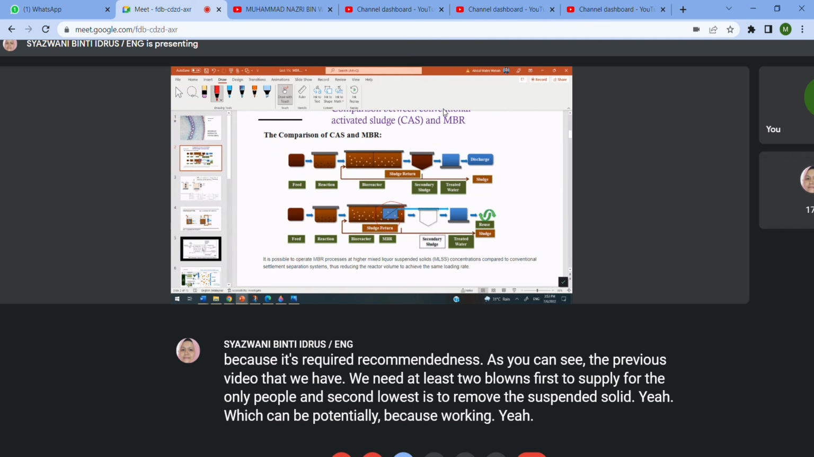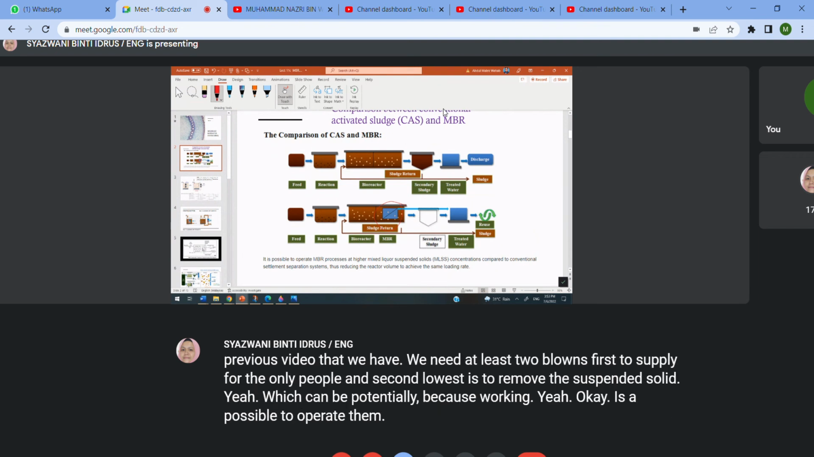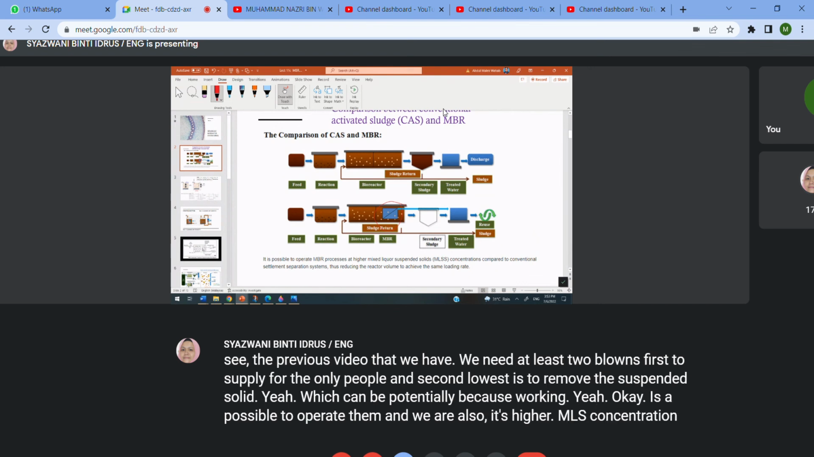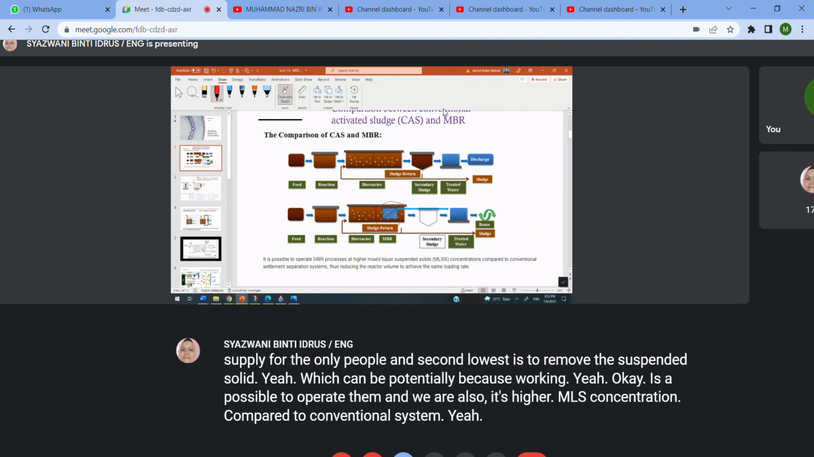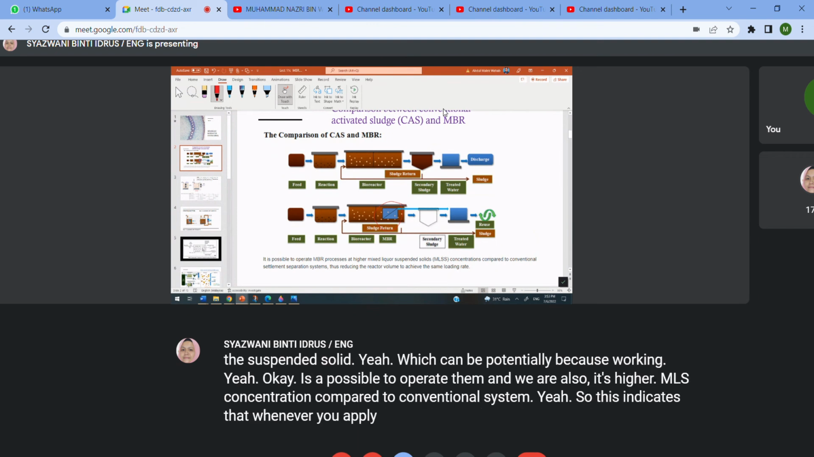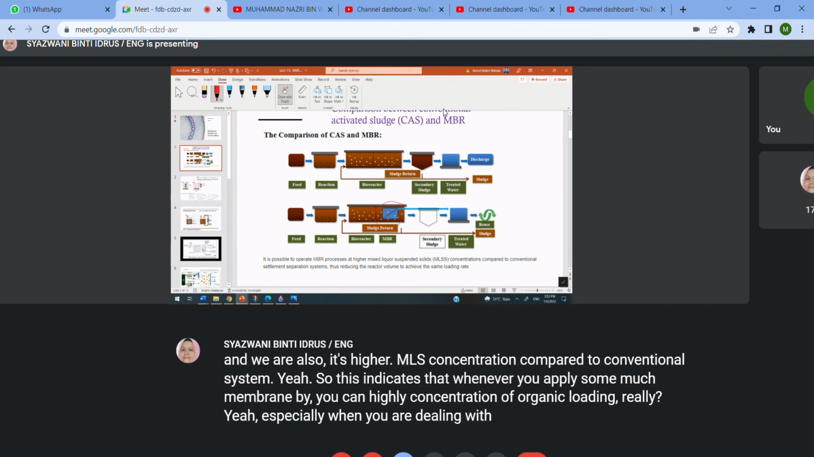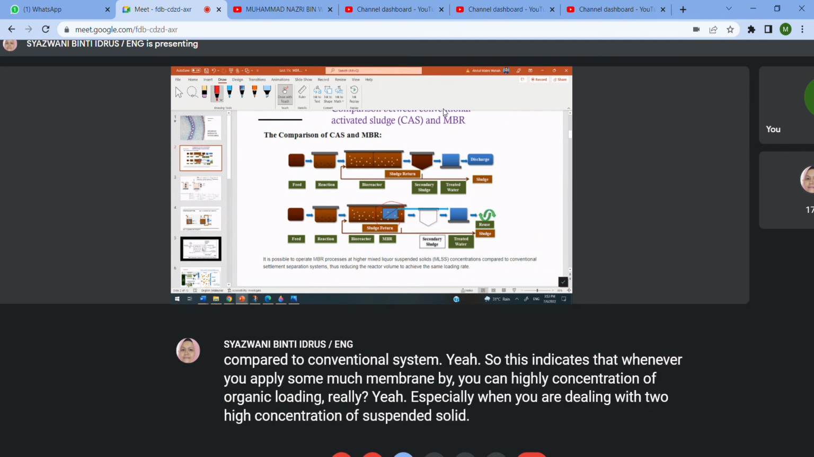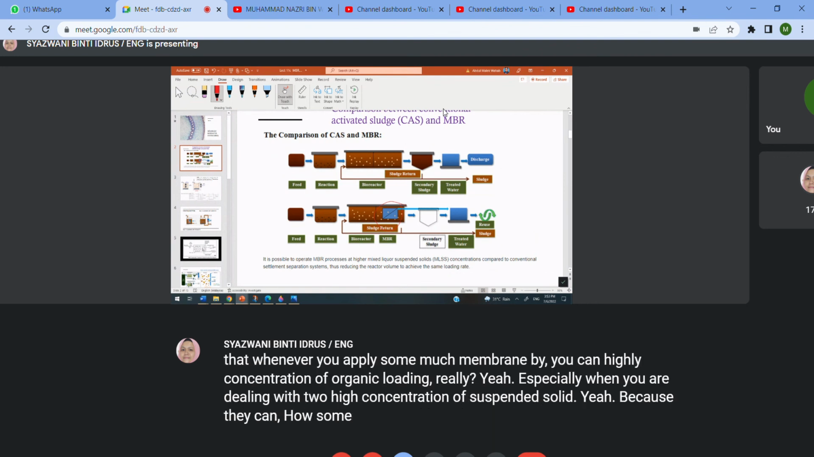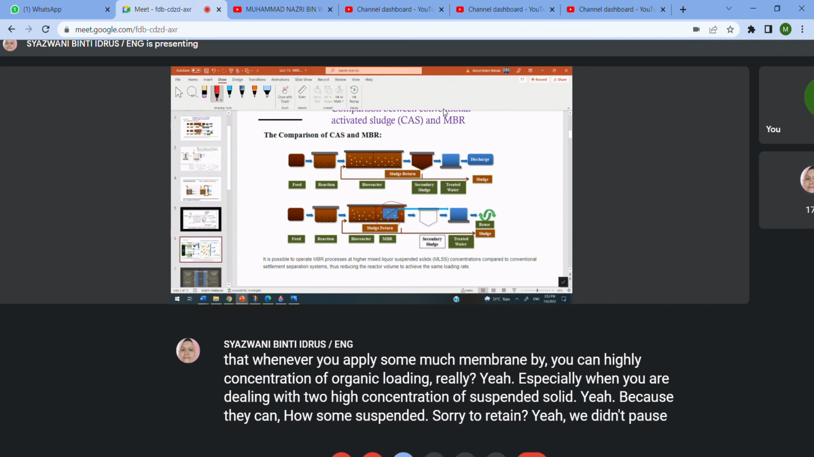It is possible to operate the MBR process at higher MLSS concentration compared to a conventional system. So this indicates that whenever you apply a submerged membrane bioreactor, you can treat a higher organic loading rate, especially when you are dealing with a high concentration of suspended solid, because they can allow some suspended solid to be retained within the pores of the membrane.